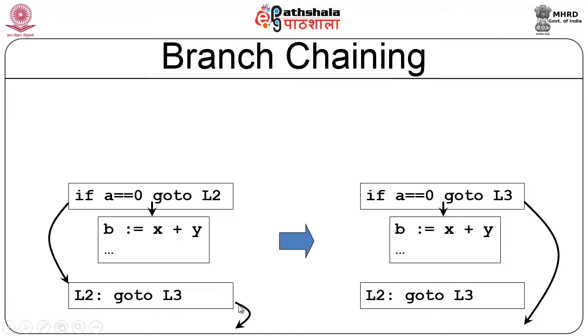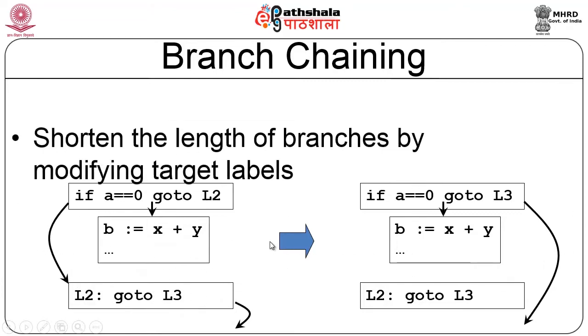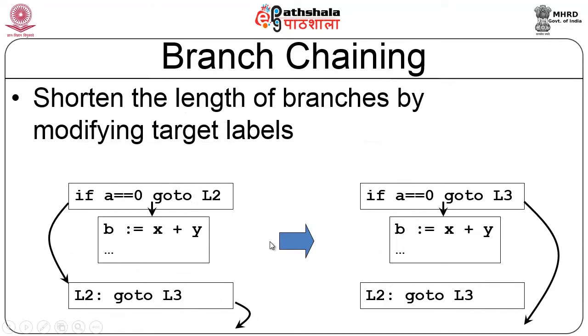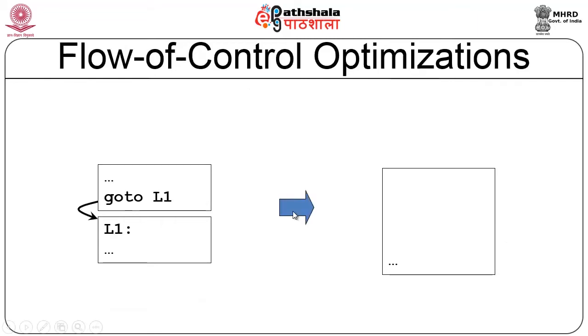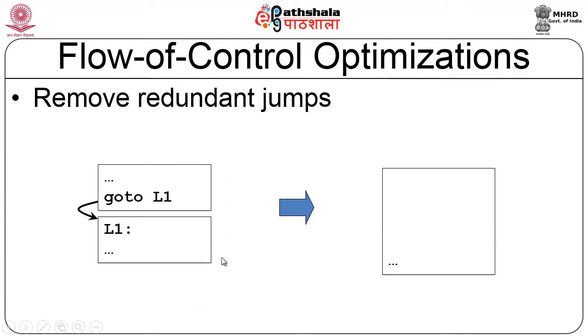Now, this block does not have anything other than a go to L3, therefore, I can get rid of that and I can replace L2 with L3. Shorten the length of branches by modifying the target label, that is the situation for branch chaining removal. Then next one is flow of control optimization. Again, remove redundant jumps. This is similar to the previous one only.